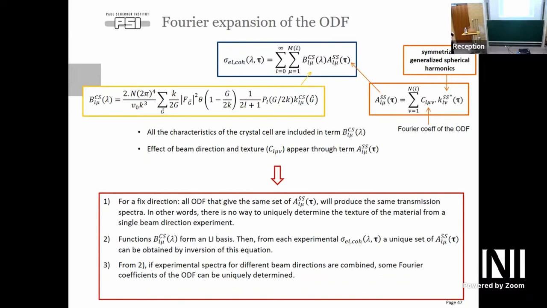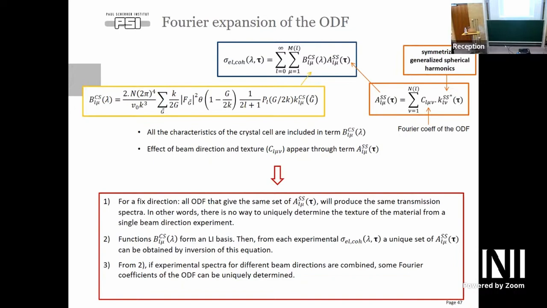There's a big implication of this expression. The first one is that if you have a fixed direction, all the ODFs will give you the same values here and will produce the same transmission. This means that we cannot determine a unique set of ODF coefficients just by one direction. This is a really important indication. So we have to measure a lot of orientations to do this inversion. That's the first thing. How many will depend on the symmetry of the material.